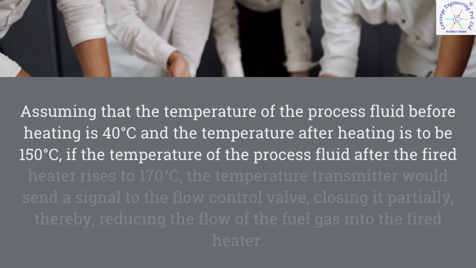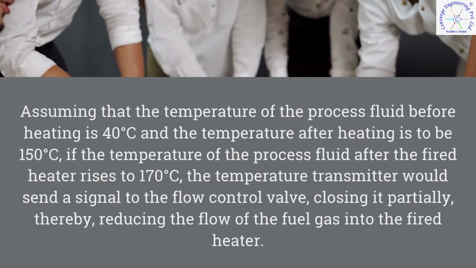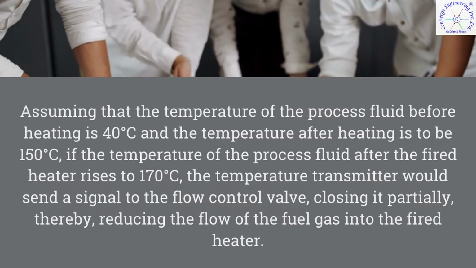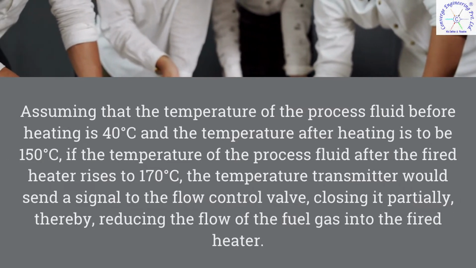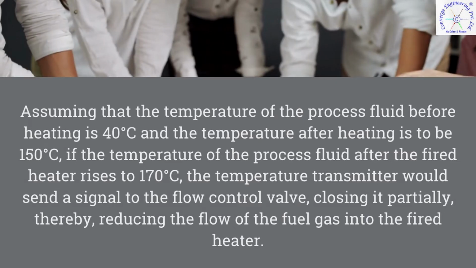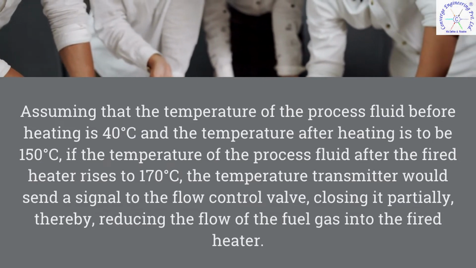Assuming that the temperature of the process fluid before heating is 40 degrees Celsius and the temperature after heating is to be 150 degrees Celsius, if the temperature of the process fluid after the fired heater rises to 170 degrees Celsius, the temperature transmitter would send a signal to the flow control valve, closing it partially, thereby reducing the flow of the fuel gas into the fired heater.